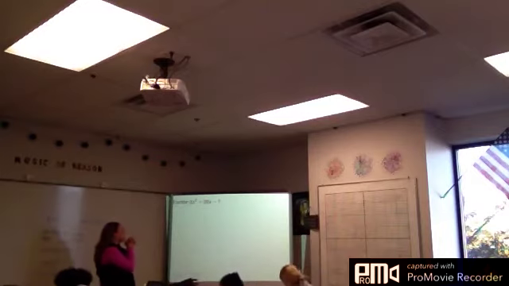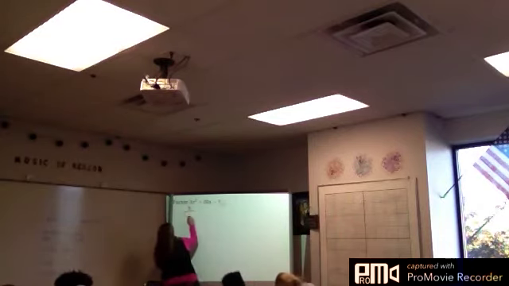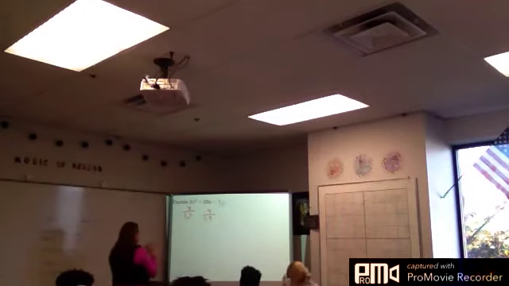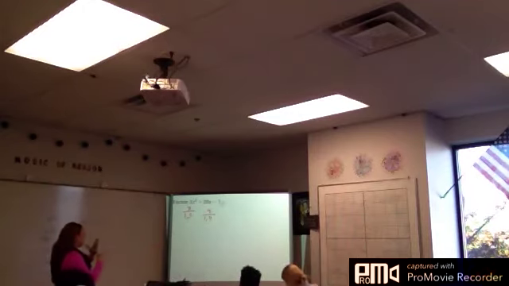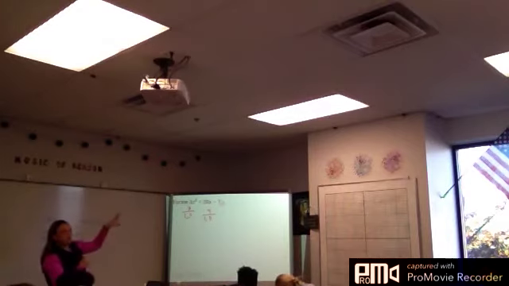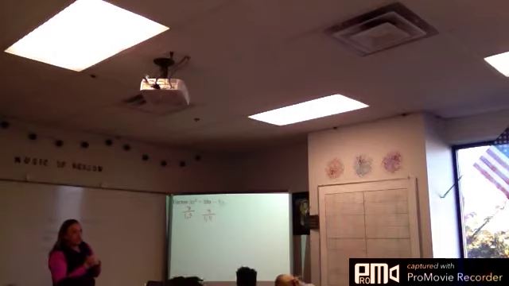3x squared plus 20x minus 7. So what are the factors of 3? That's where we're going to start. 1 and 3, right? Right now it's easy, they're giving you easy ones. What are the factors of 7? 1 and 7, okay? How can I get the factors of 1 and 3, the factors of 1 and 7 to the number 20? That's my question.